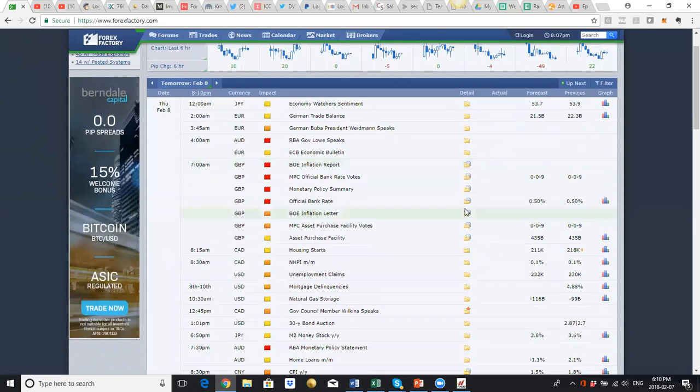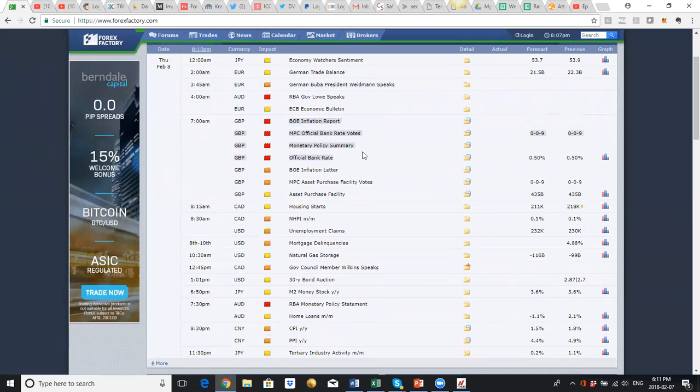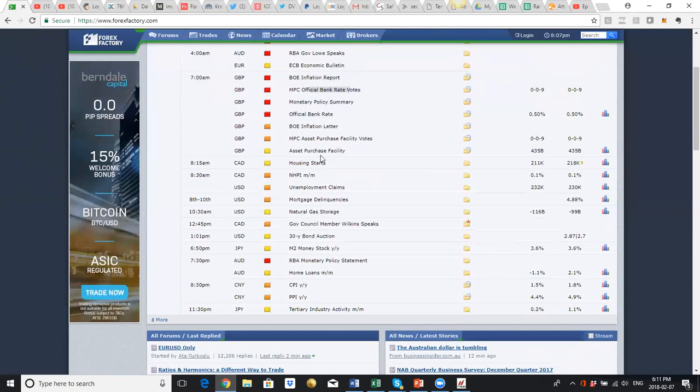Coming up in the morning, we have RBA Governor Lowe speaking for Australia at 4 a.m. We do have German Bundesbank President Weidmann speaking as well in the London session. The biggest thing tomorrow will be the Bank of England monetary policy statement and the bank rate vote. We are not expecting anybody to vote for an interest rate hike at this point, and the interest rate is expected to stay the same. But how the central bank views the economic activity and what they are expecting is what will make a difference, so that's what we'll have to pay attention to. And then we have the monetary policy statement for the RBA coming in later in the day. So that's what we have on the tab.